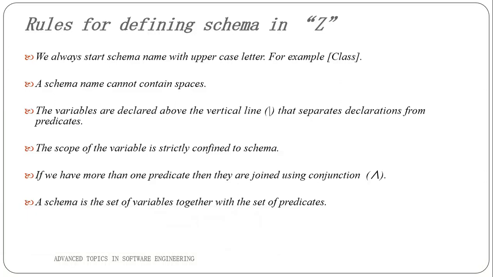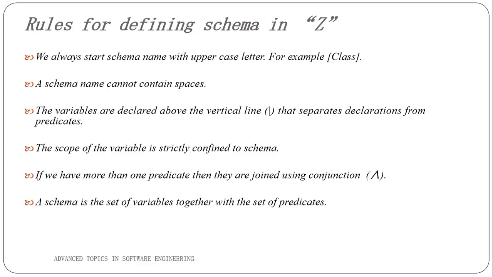So first of all, we start with the rules for defining schema in Z specification language. The very first rule is we always start the schema name with an uppercase letter. For example, the name of the schema here is Class. You can see that the very first letter of this schema is an uppercase letter. Second, a schema name cannot contain spaces.